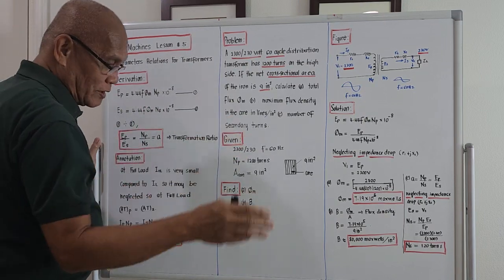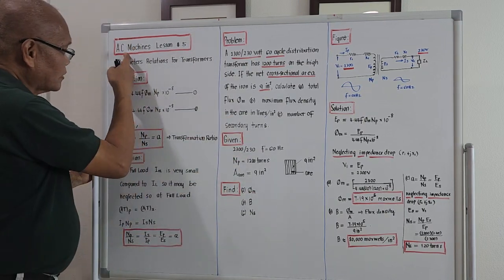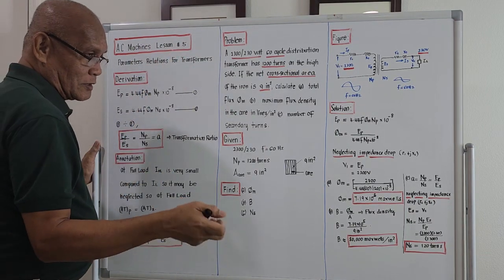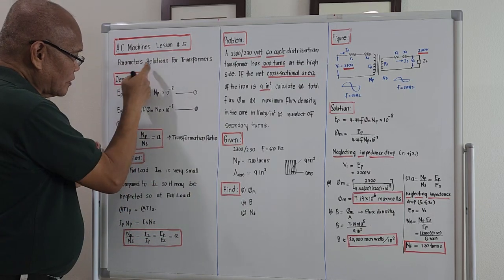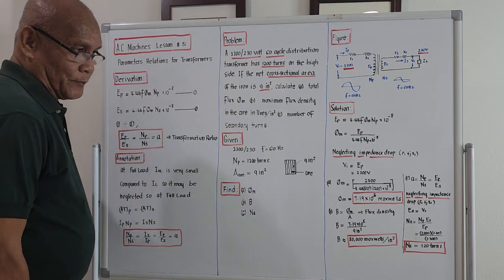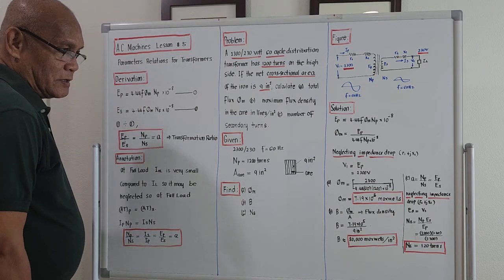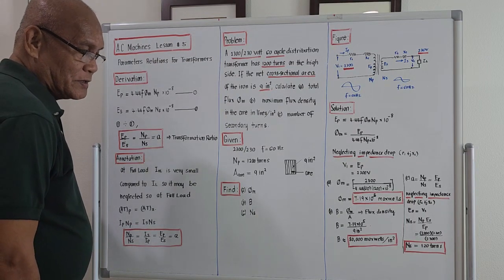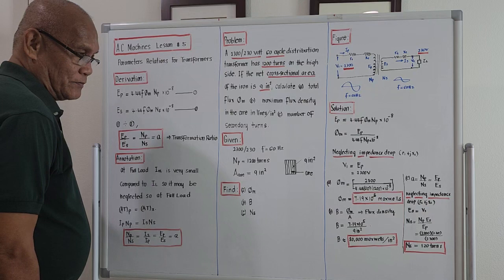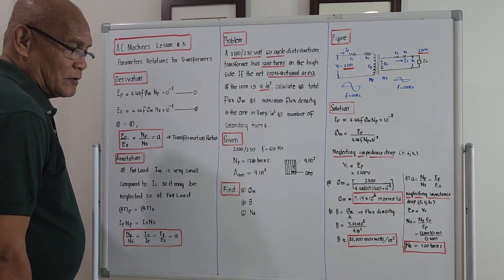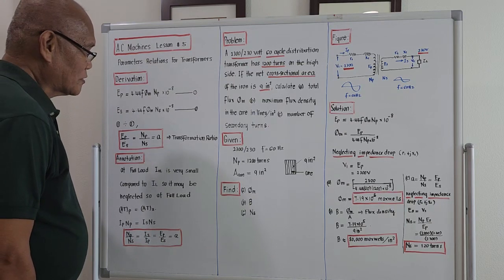The topic for this morning will be alternating current machines, lesson number 5. The title of the topic will be parameters relations for transformers. Meaning, parameters are actually the voltages, currents, number of turns, impedance drops. Okay, we will be deriving the relations of those parameters.